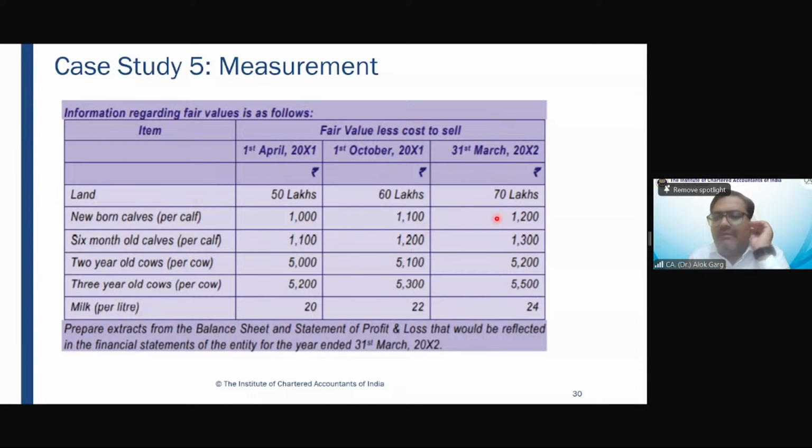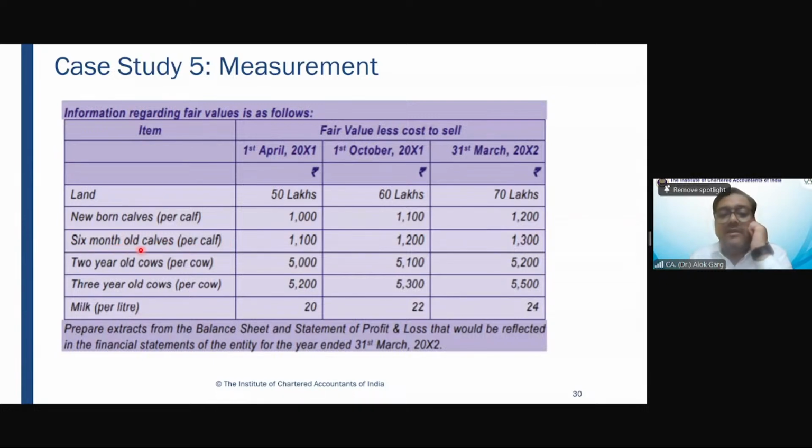So from 1,100 to 1,200, is it a price change or a physical change? Price change. This is the value of the newborn calf, even if the calf has not grown up. At zero age on 1st October the value is 1,100, and at zero age on 31st March 2002 the value is 1,200. Yes, sir. So this is the price change.